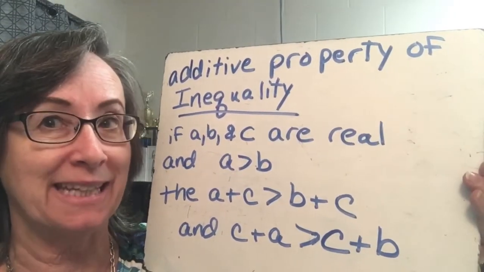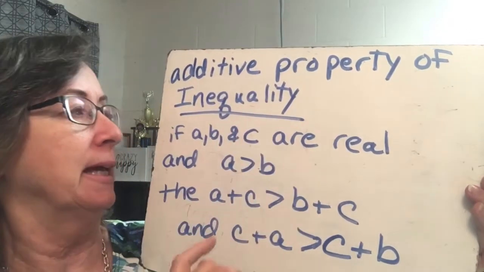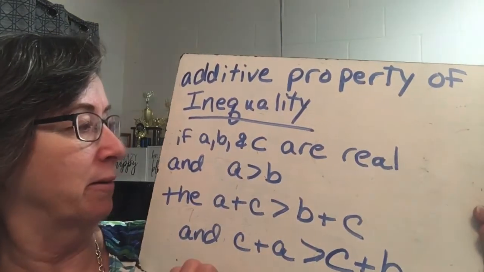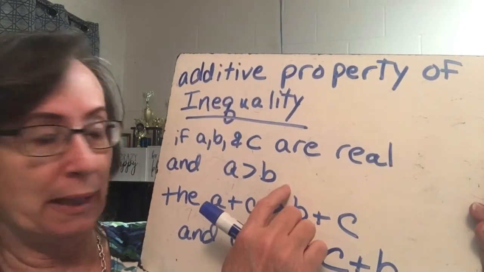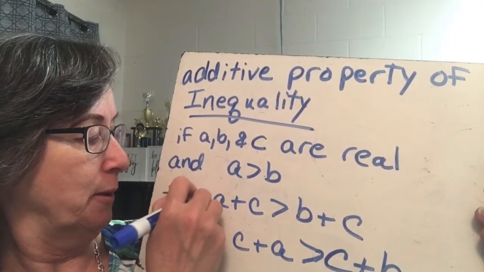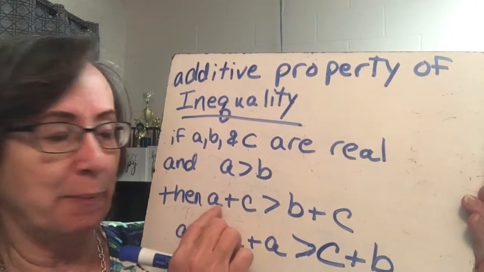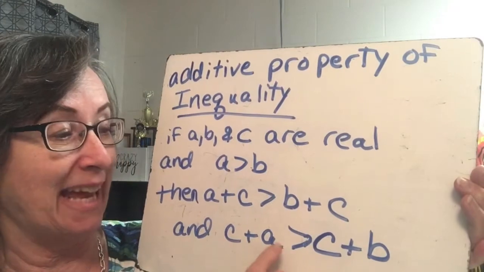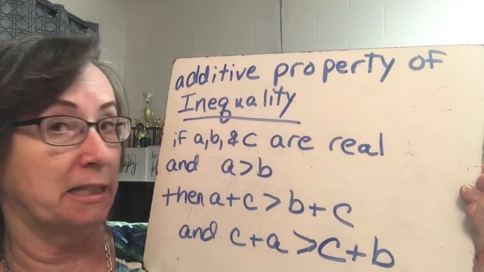Okay, so here, now we're talking about the additive property of inequality. The last one was equality. Now it's inequality. And it sounds very much the same. If A, B, and C are real numbers, and A is greater than B, then, oops, I lost my N. Then A plus C is greater than B plus C, and C plus A is greater than C plus B.